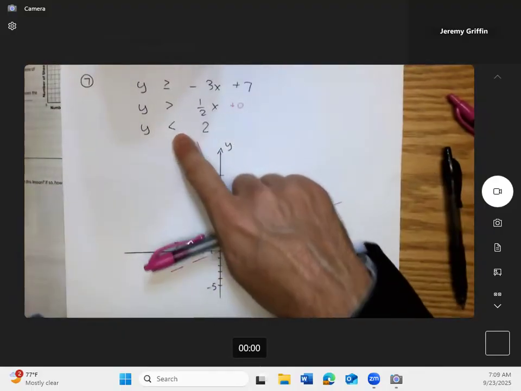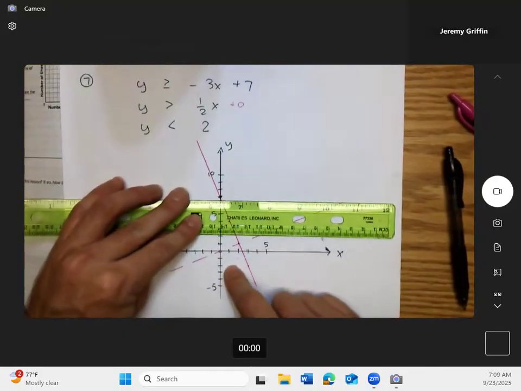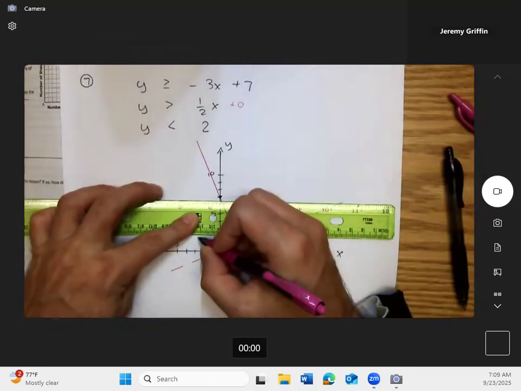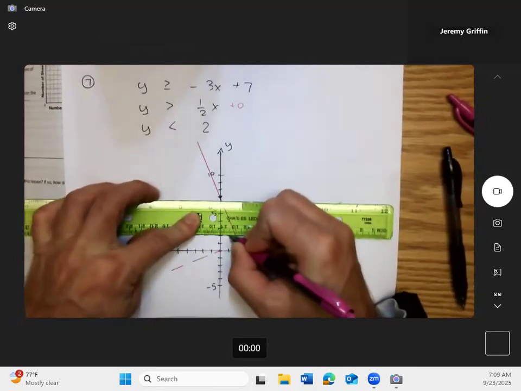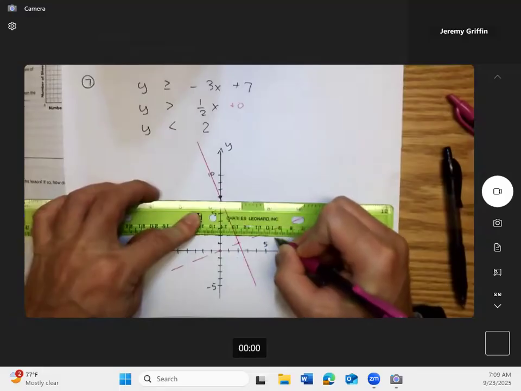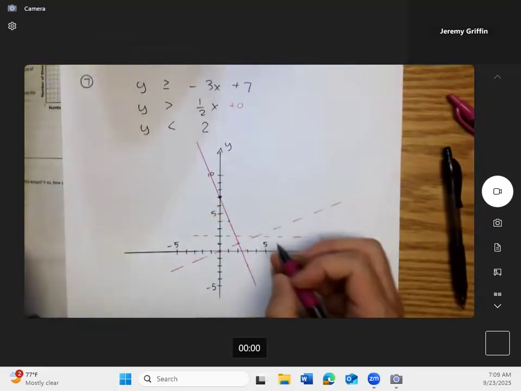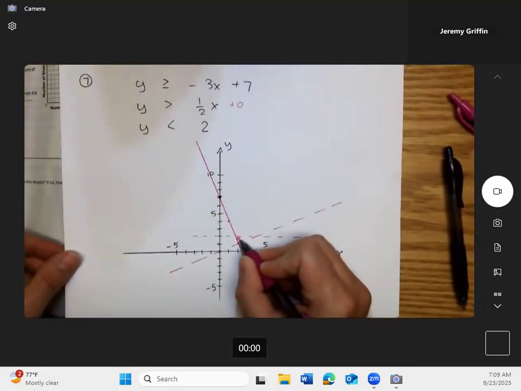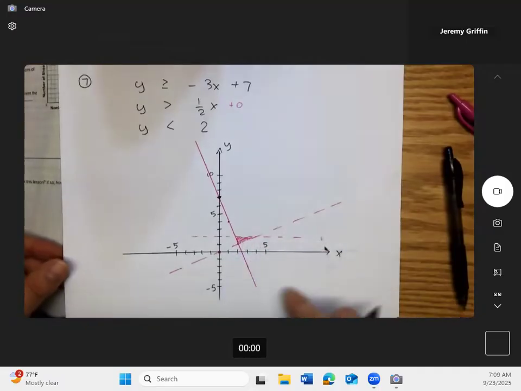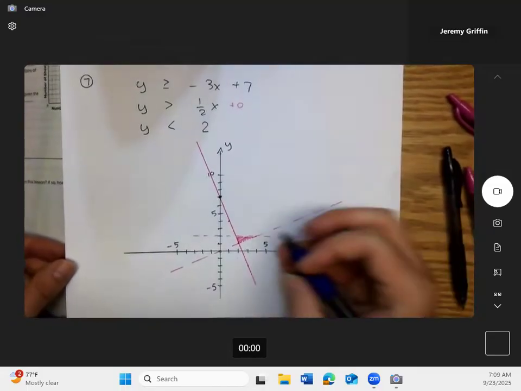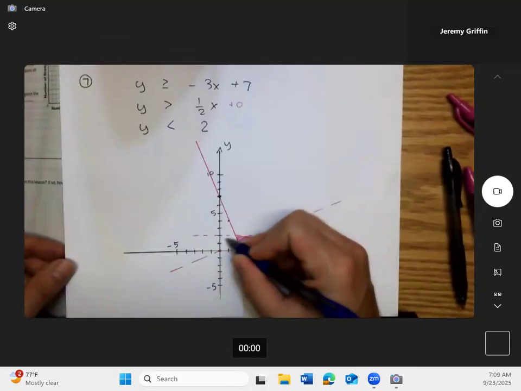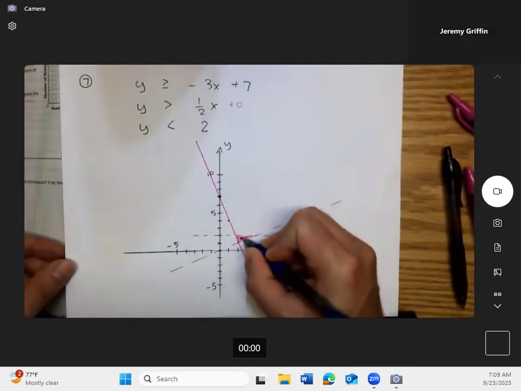And then y is strictly less than 2. Well, that would just be a horizontal line. Oh, yeah, look at that. Dash, dash, dash, dash, right? So it looks like the solution is just this little bit right here. It's a little tiny triangle. Oh yeah, that's it. Okay. Now, what's a test point I can pick inside that triangle? Yeah, it's pretty small. How about 2.5 comma 1.5? That looks like it's right about there.